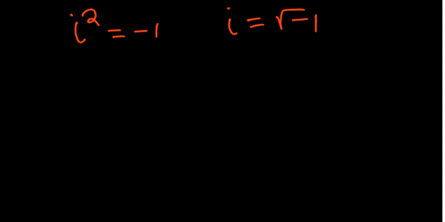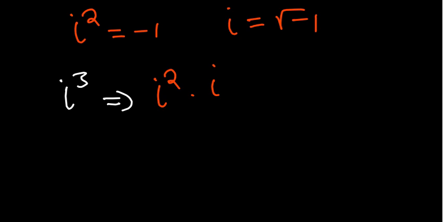Now I'll start with something simple. What if I say i to the power 3? Simplify it. Express it in the form of i. What's the answer? -i. Okay. So i to the power 3 is the same as i to the power 2 multiplied by i.